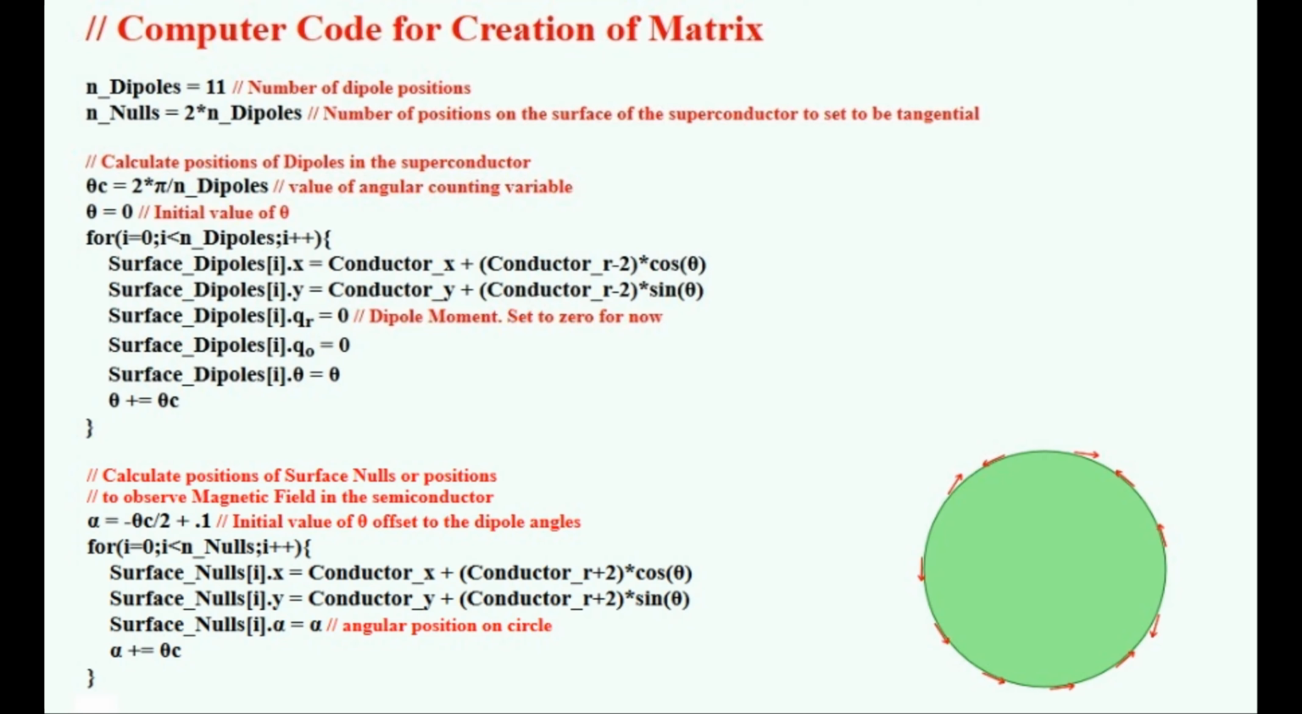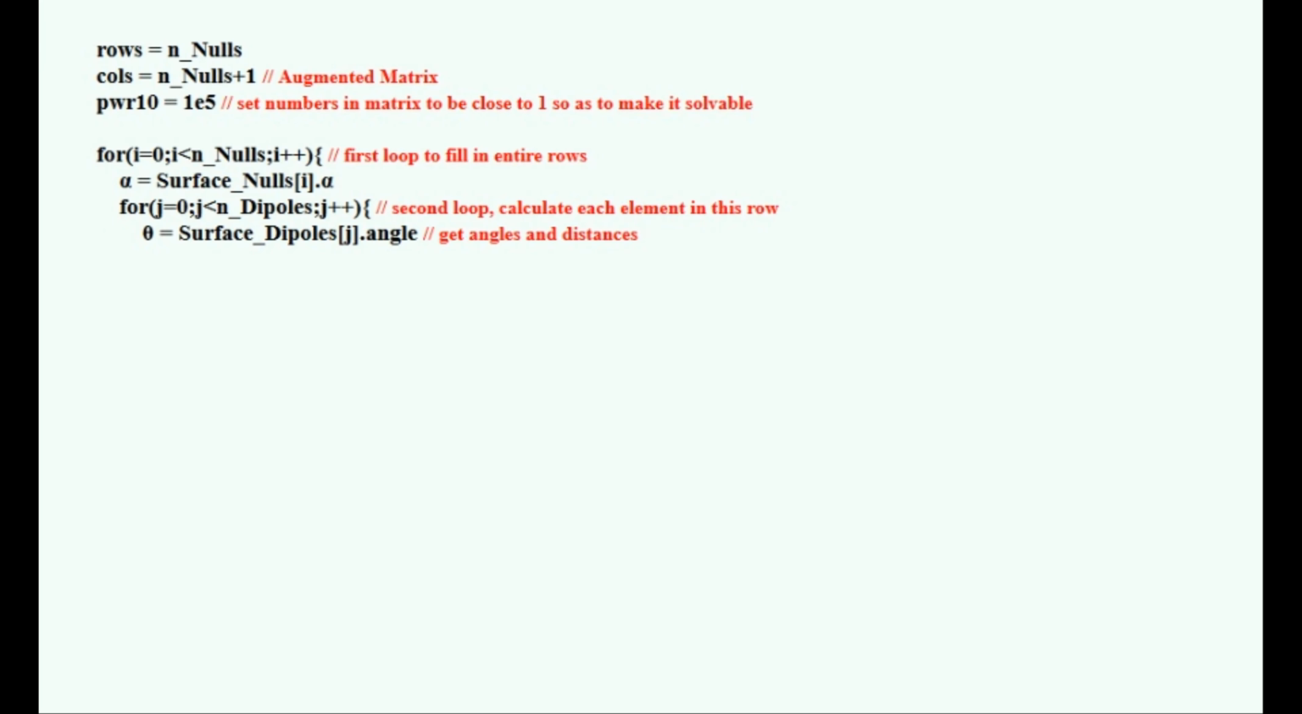The normal component is to be measured to be 0 so as to give tangential magnetic field lines on the surface of the superconductor as shown, and are to be slightly displaced from the dipoles. I've set them to be slightly above the surface of this superconductor. Now for the creation of the matrix, and it will be an augmented matrix, with the number of columns being equal to the number of rows plus 1.